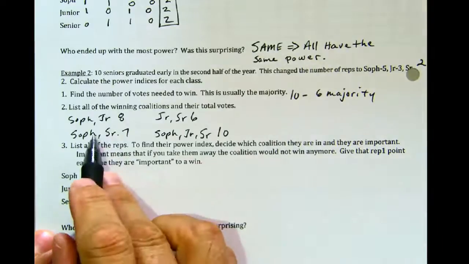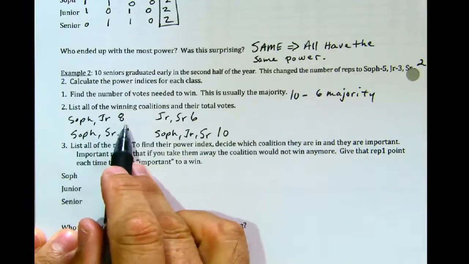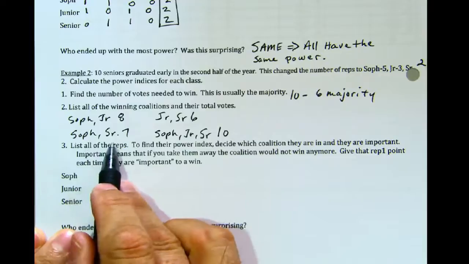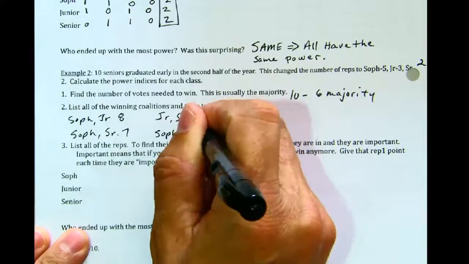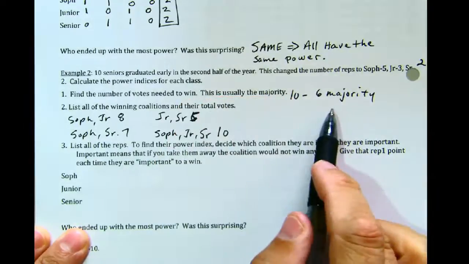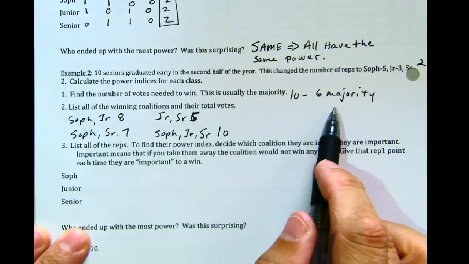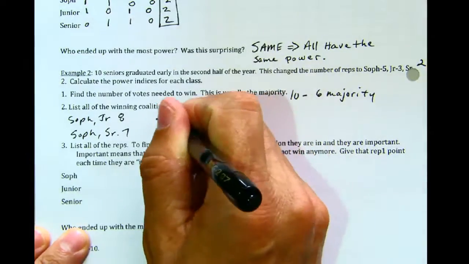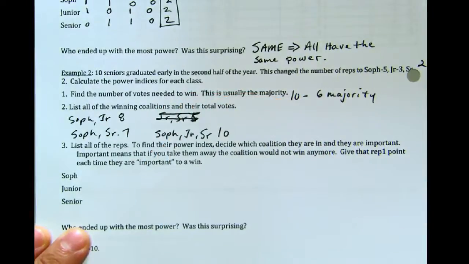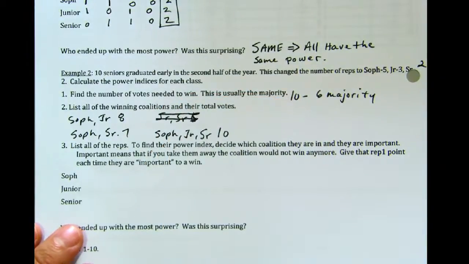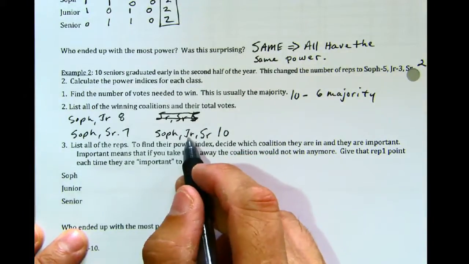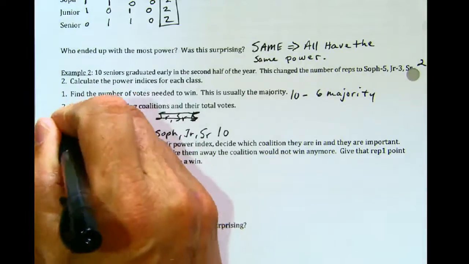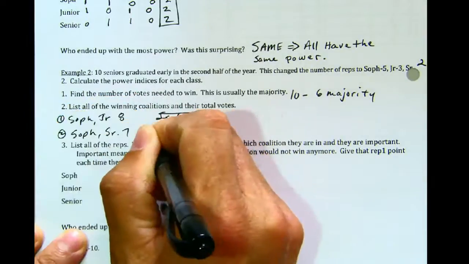So when we list this out now, we have sophomores, juniors being 8. That's a winning coalition. Sophomores, seniors being 7. Juniors, seniors, oh, this isn't 6 anymore. This is a 5. Does that get us the majority? No, they cannot win with just 5 votes. So this is not a winning coalition anymore, so we're not writing that one out. The only winning coalitions that we have are these 3. So now if we do the power index, we're just working off 1, 2, and 3.